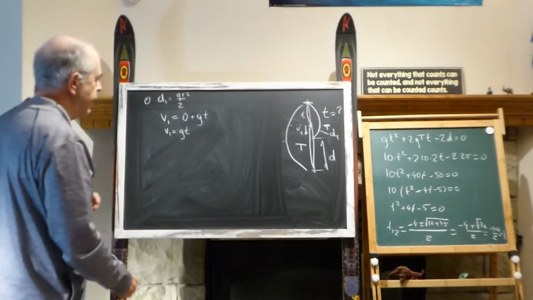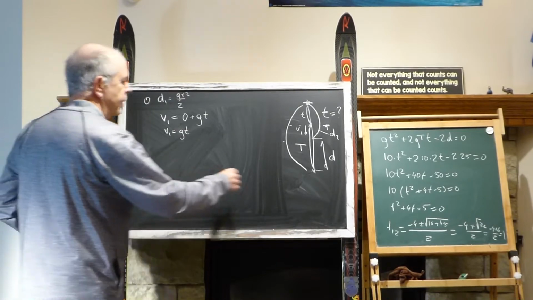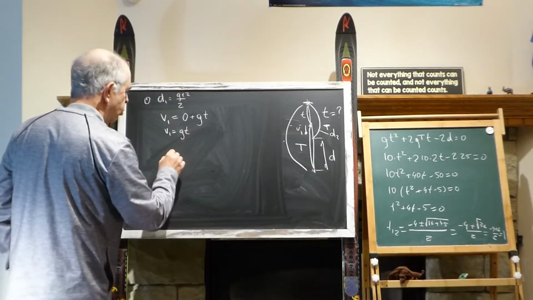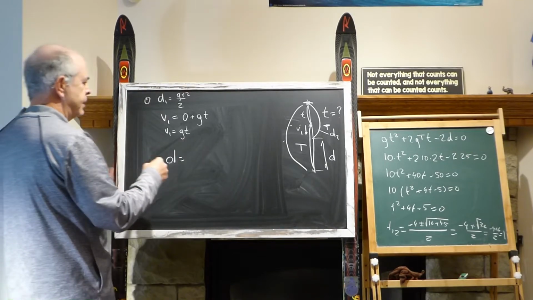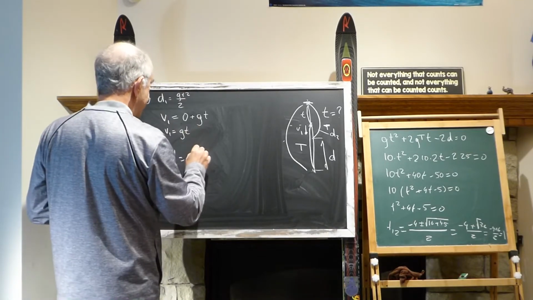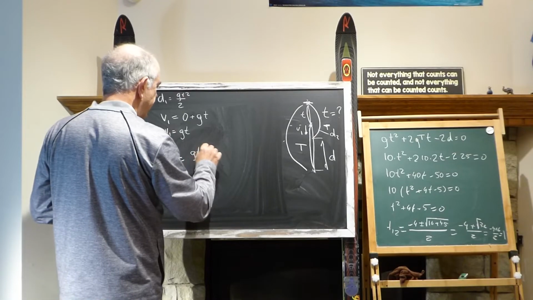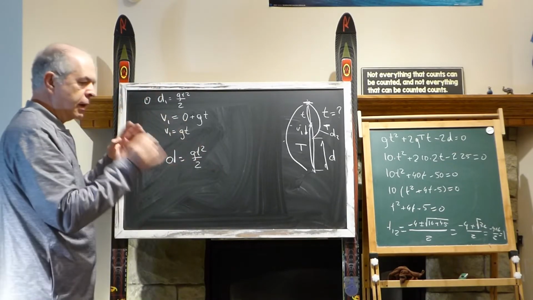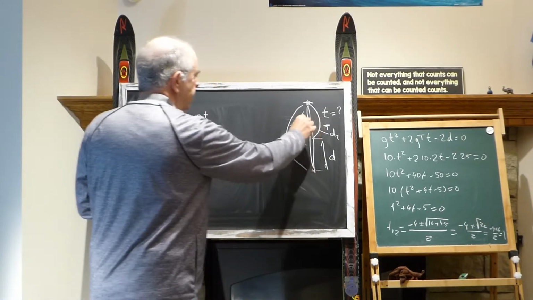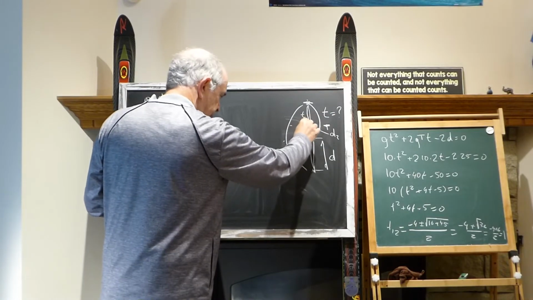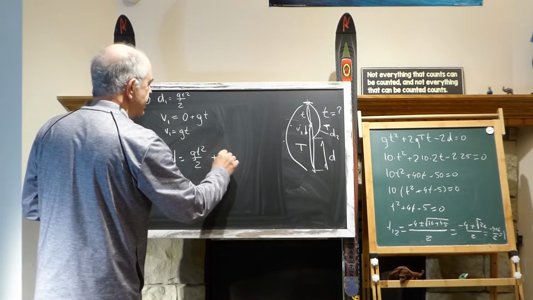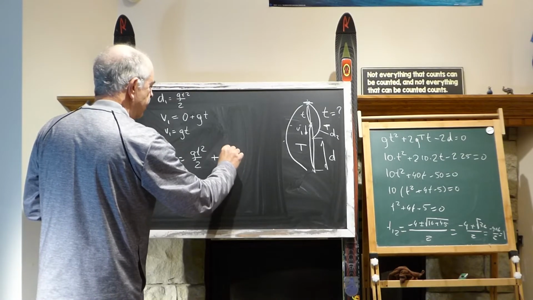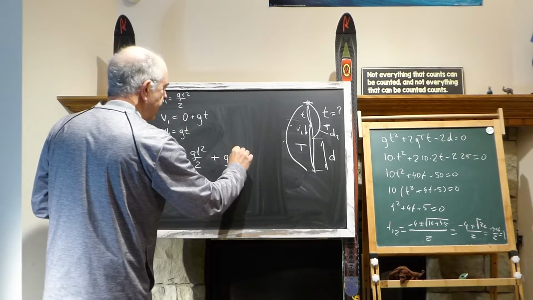And if this is the case, I can say that the total distance between the first and second drop would be this gt squared over 2, which is already there when we started, plus this first drop is running away from me with the speed gt. And it happens for time t.